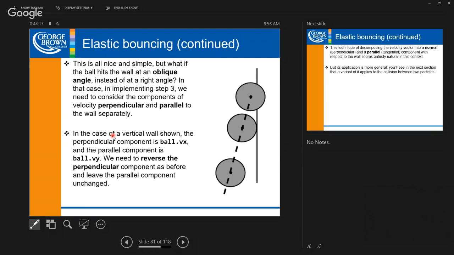What about in this case, where we have some kind of elastic bounce, but it's happening at an oblique angle, right? And this is more common.